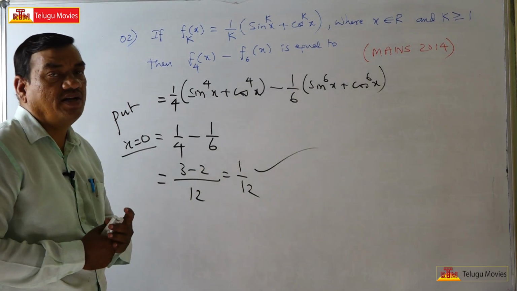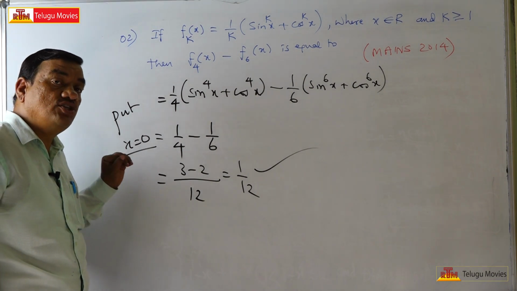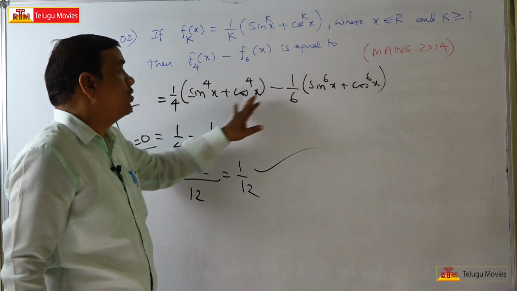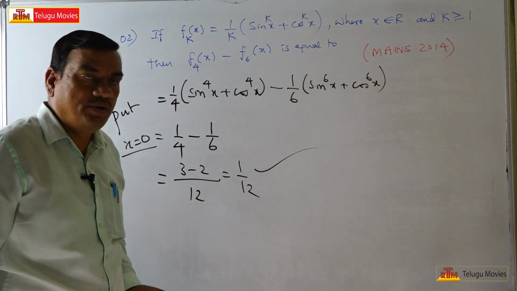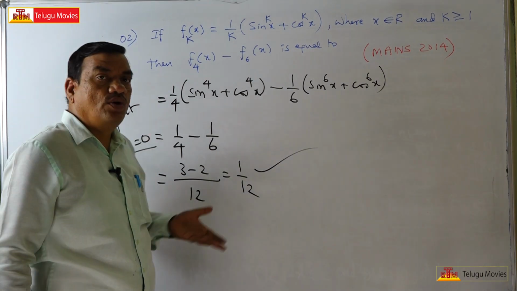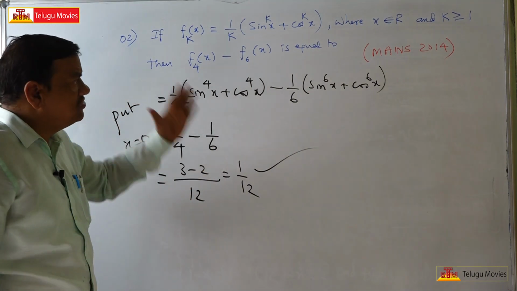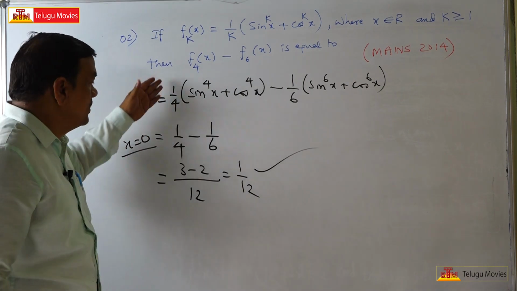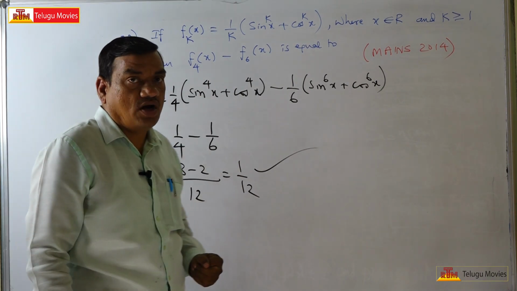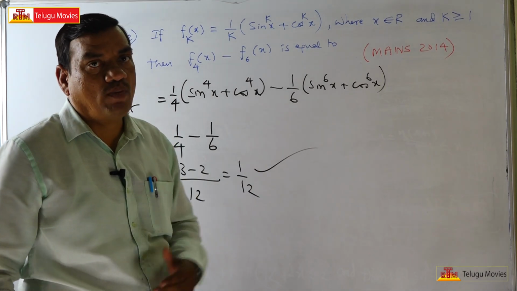So why I am explaining this problem is, you can do this using a short trick, that is put x is equal to 0. Otherwise you can put x is equal to pi by 2, otherwise you can put x is equal to pi by 4 also. You will get the same answer. This was asked in 2014 for 4 marks. Not even 4 steps are there. I hope that you understand this solution. Let us go for next problem.